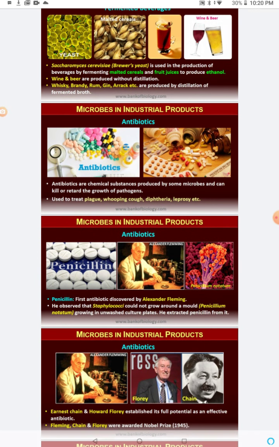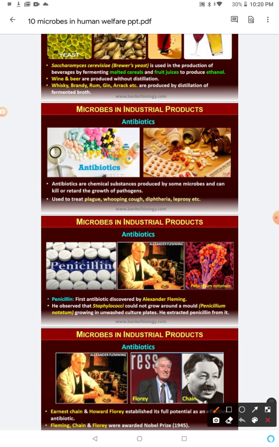Antibiotics, what are antibiotics? These are the chemical substances produced by microbes and can kill or retard the growth of the pathogens. They are used to treat plague, whooping cough, diphtheria, and leprosy. The microbes in industrial products, antibiotics. The first antibiotic, penicillin, was discovered by the scientist Alexander Fleming.